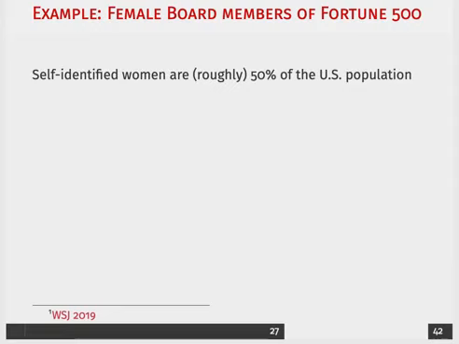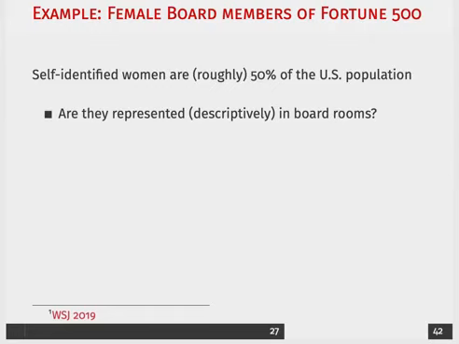As an example, I want to talk about the percentage of self-identified women that are on board positions of Fortune 500 companies in the US. So this is pretty simple in the sense that we know that roughly 50% of the US population self-identifies as being women, and we want to know, are they descriptively represented in boardrooms?